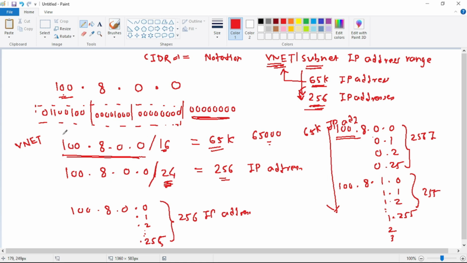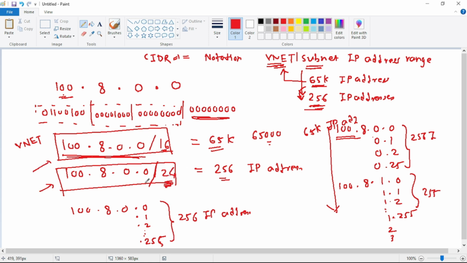So basically this type of information we provide when we create a VNET or subnet, and it tells Azure how many IP addresses or what IP address range we will need.